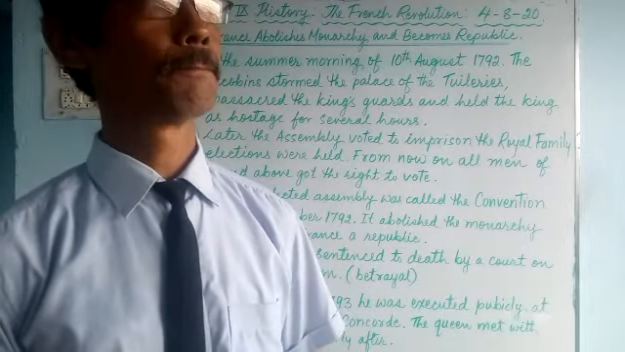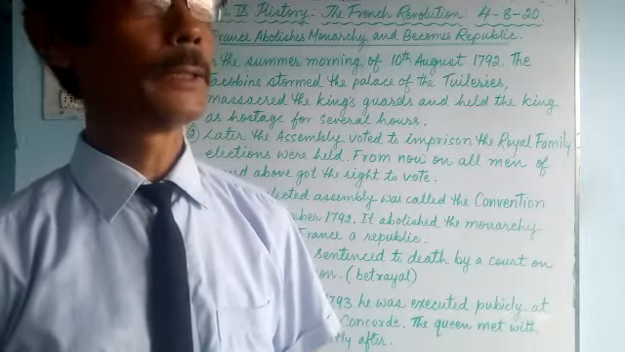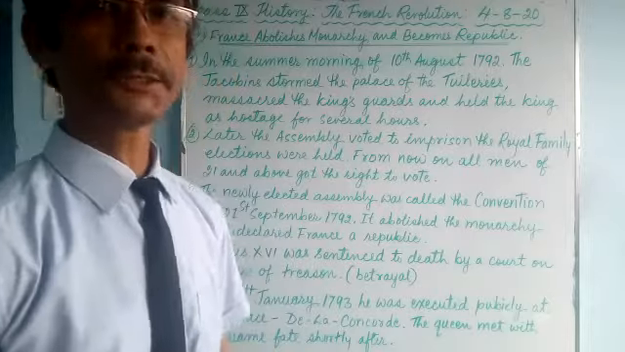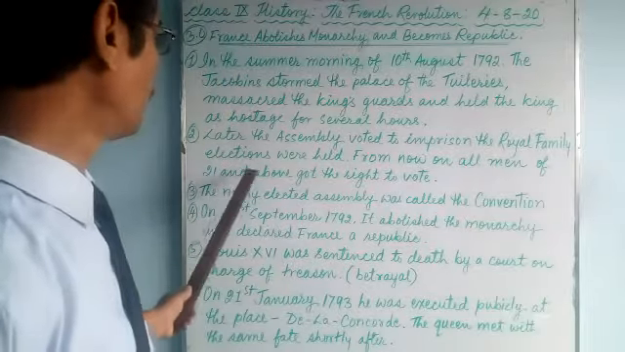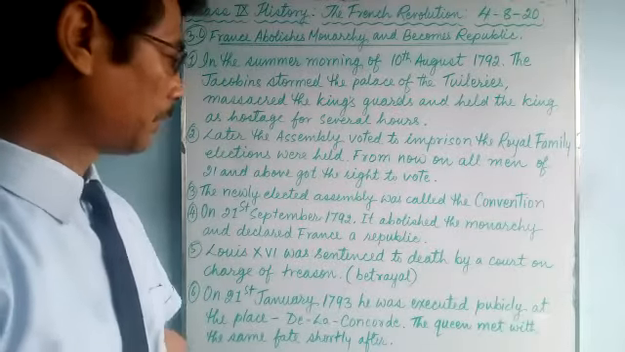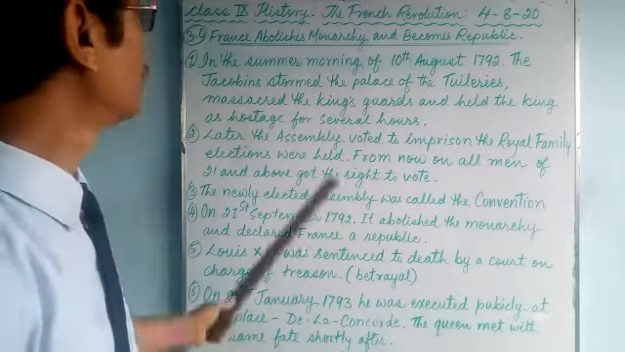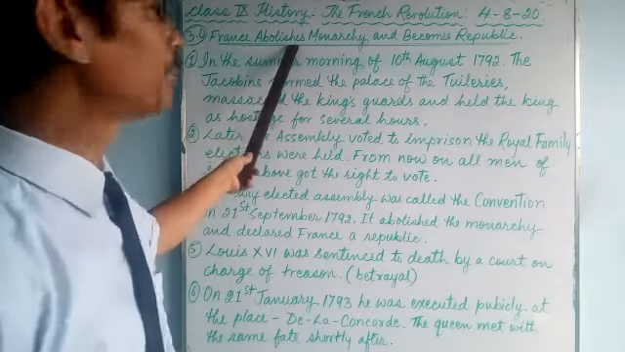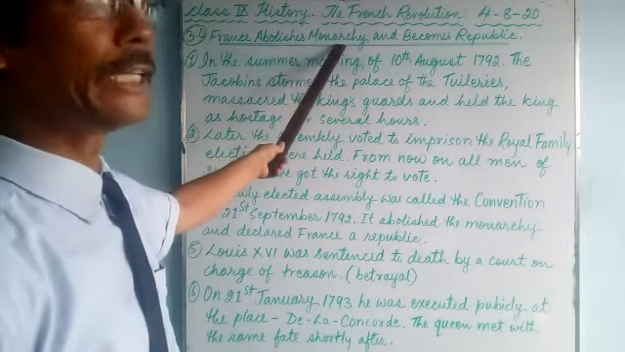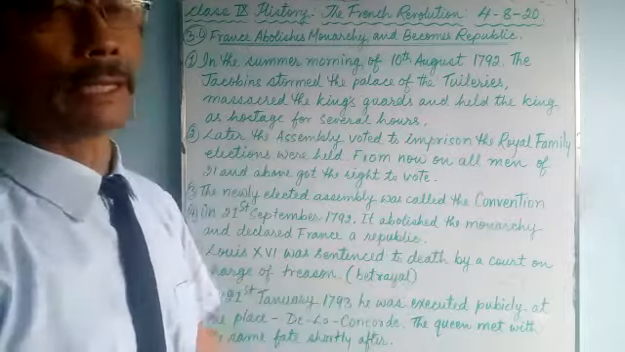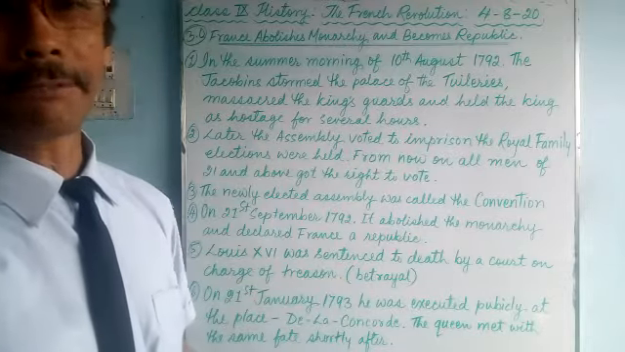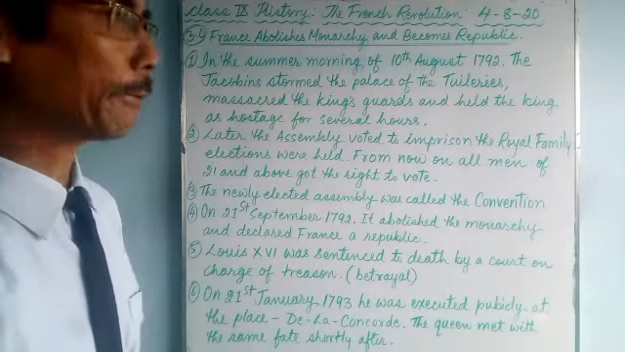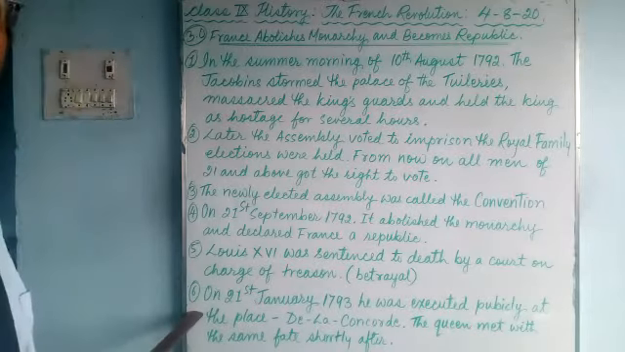So we are doing the French Revolution in history, and we have reached 3.0, the last portion of it, and in our next class we'll do 3.1, the Reign of Terror. Now here, 3.0, France abolishes. Abolish means remove, the removal of monarchy, the king, and it becomes a republic. How did France become a republic? What process did they follow? We'll talk about that. There are altogether 6 points over here.